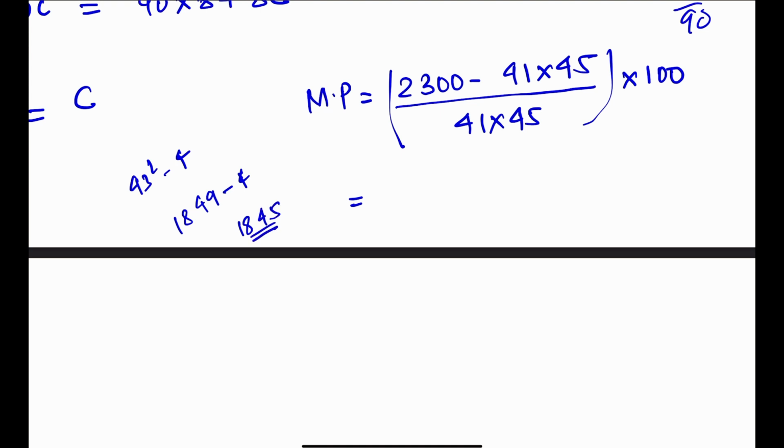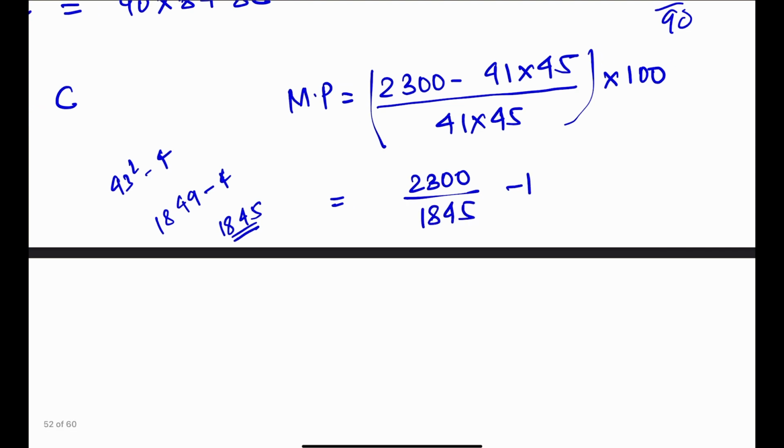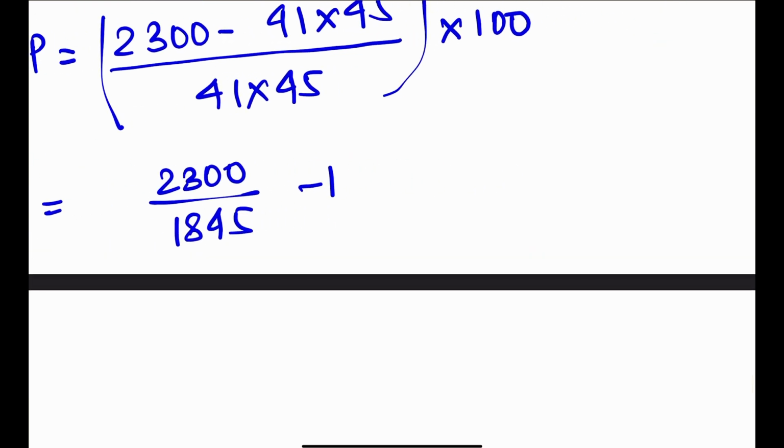1845. So 2300 divided by 1845 minus 1, so it will be how much? So 1, that is 100 only, so okay, I can write here over it 100. So eventually this will be, of course, 1845 if I remove, then it will be 55 and 9. So this will be how much?